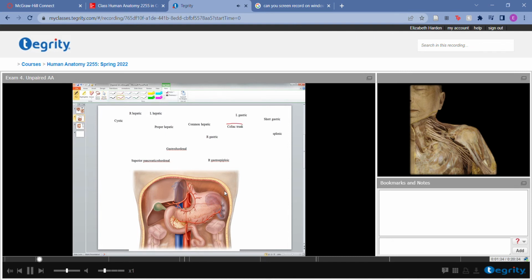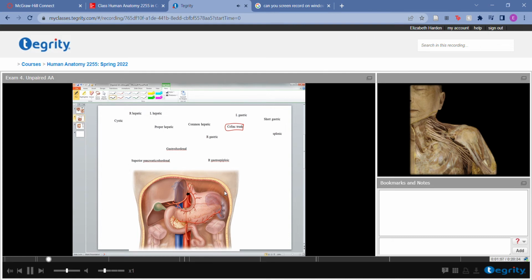I'm just going to make a note here of my celiac trunk term. And of course we are talking about this area right here. Here's my celiac trunk. So we have three main branches that come off of my celiac trunk. And I think what I'm first going to do is show you where they are on the picture, and then I'm going to draw arrows to them on the words there.